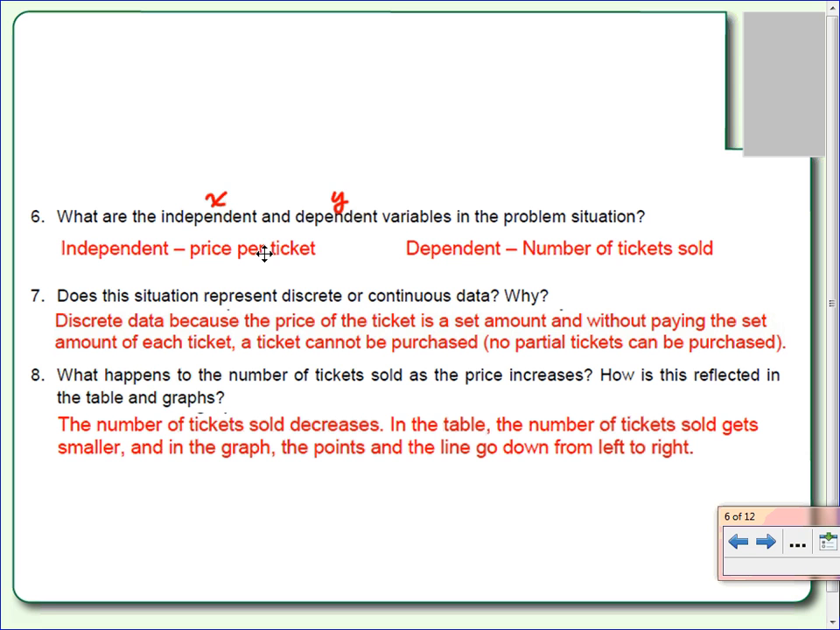Then it says, how is this reflected in the table and graph? In the table, the number of tickets sold gets smaller, and in the graph, the points on the line go down from left to right. So write that down. In the table, the number of tickets sold gets smaller, and in the graph, the points and the line go down from left to right.